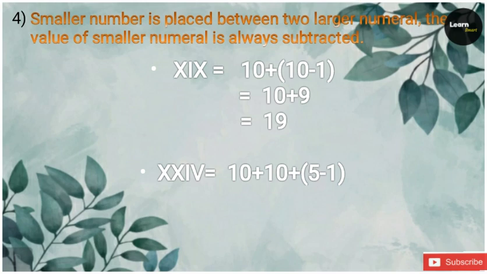XXIV. X and X value is 10 plus 10, and I represents 1, V represents 5. So, V minus I, 5 minus 1 equals 4. So, 10 plus 10 equals 20. So, 20 plus 4 equals 24. XXIV represents 24.